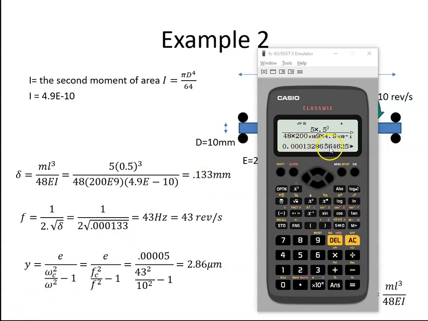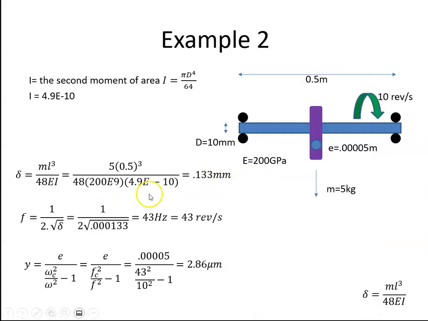That's my answer in meters. I'm just going to multiply that by 1,000 to bring that to millimeters. So we get roughly 0.133 millimeters. So if I have the deflection, I can get the frequency, which is 1 over the square root of deflection. So I'm putting this back in meters. So it's 0.00133, and that works out to be 43 hertz, or 43 revolutions per second.